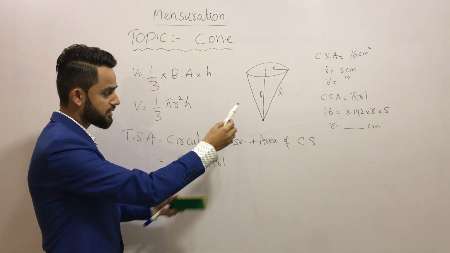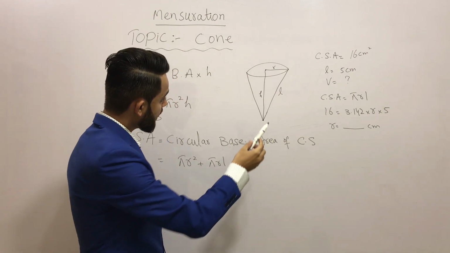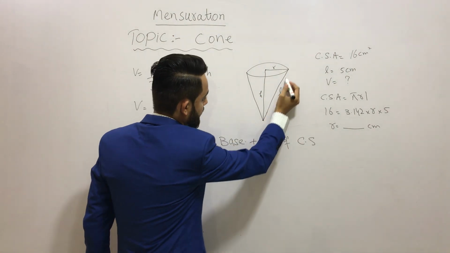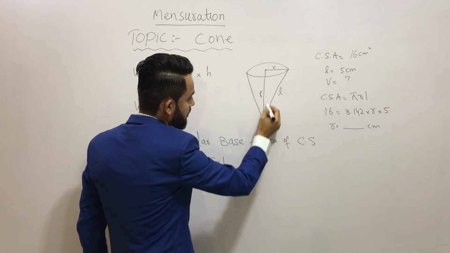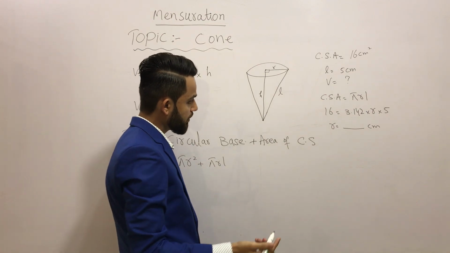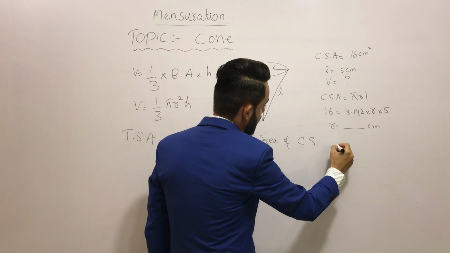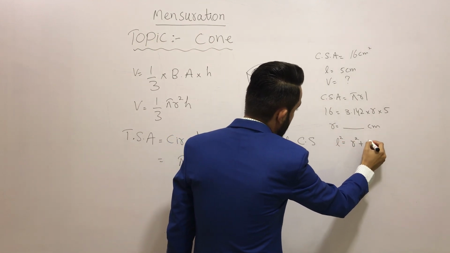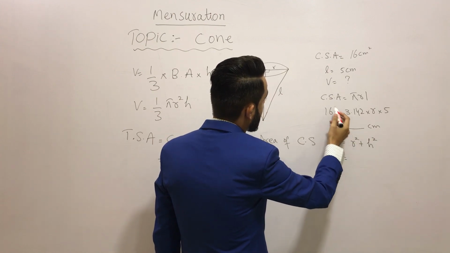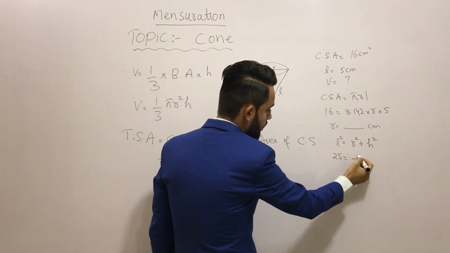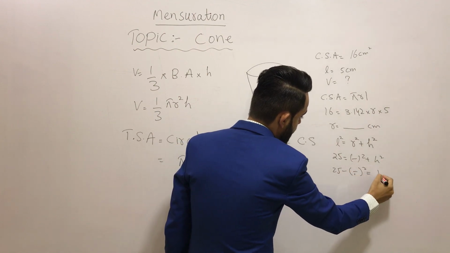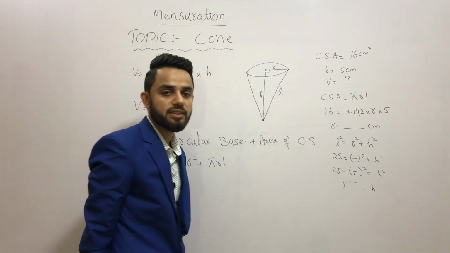Why? Because we do not have h, and the question doesn't say what h is. But if we look at the figure of this cone carefully, we will realize that this is r, this is L, and this is the height of the cone, and we can find it by using the Pythagoras formula. The Pythagoras formula says that the hypotenuse square, where we have L, is equal to base square plus perpendicular square. So L is 5 centimeter, square is 25, and r we don't know yet; obviously you have to solve this, and then you will get the value of r and h square. Solve this for h square and then at the end take the square root, and you will get the value of h.